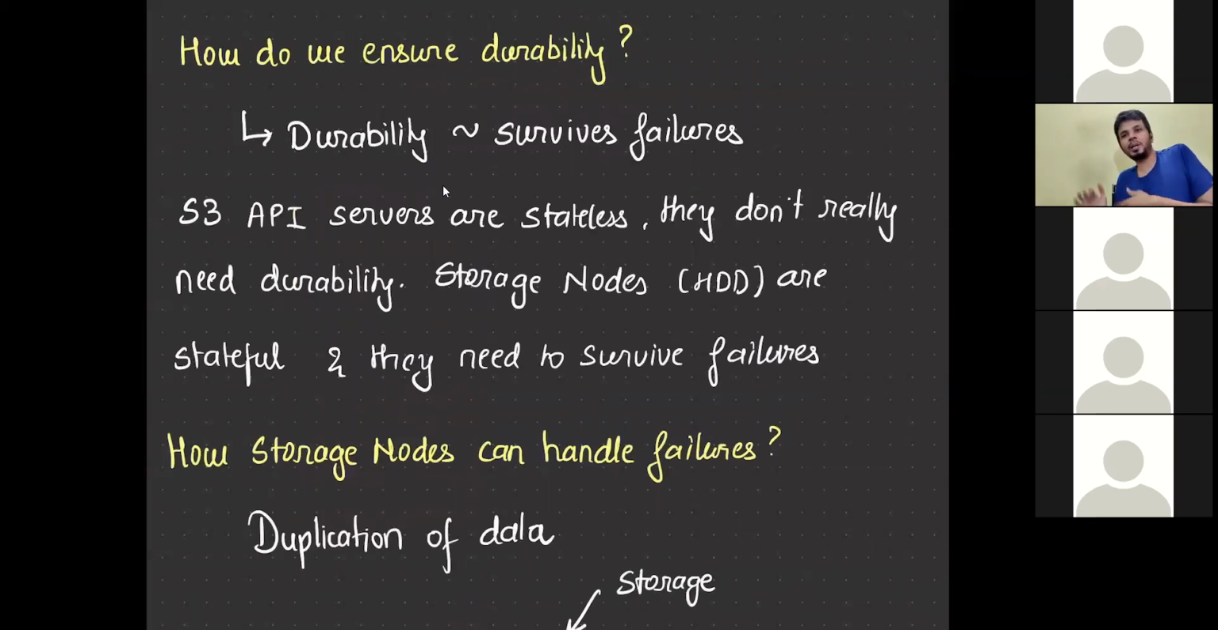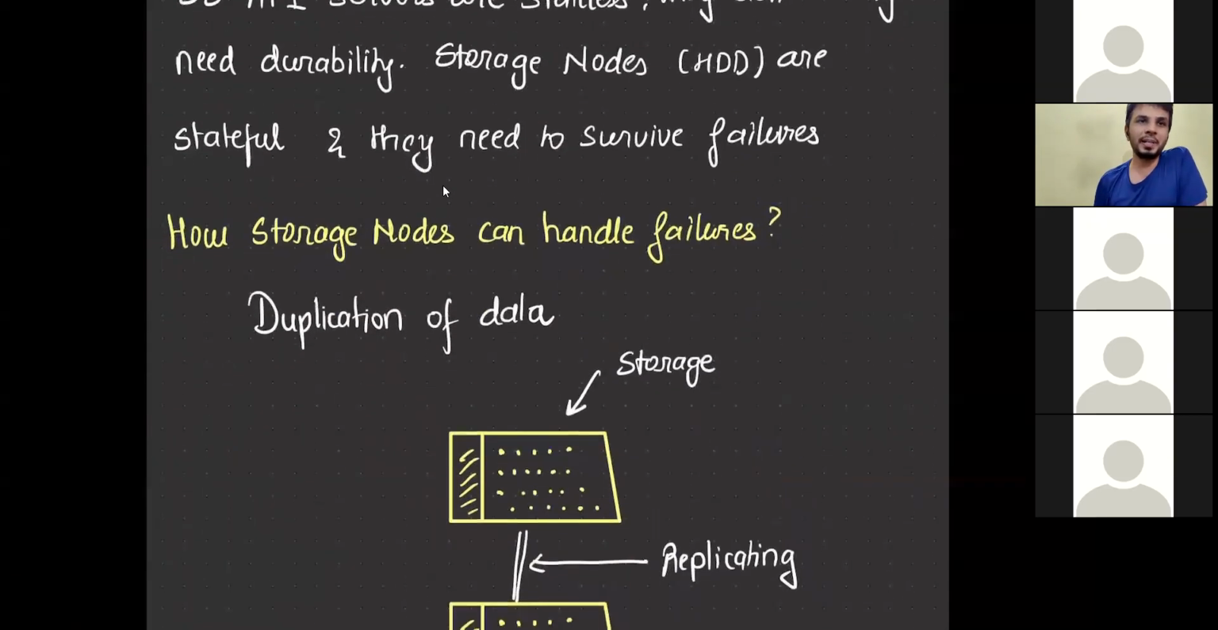How do we ensure durability? Durability is super important because if your distributed file system is not durable, what would happen? Data loss is not acceptable because you are storing clients' data. If one of your storage layers goes down, that is a problem. You cannot lose data. So how will you ensure durability?